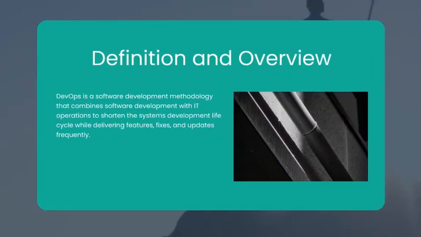What is the definition of DevOps? DevOps is a software development methodology that combines software development with IT operations to shorten the system development life cycle. What exactly does it mean? It means that previously development and IT operations were separate. With the help of DevOps, we combine that process so that we do development faster, deliver new features, fix any issues, and update more frequently if any issue is reported.